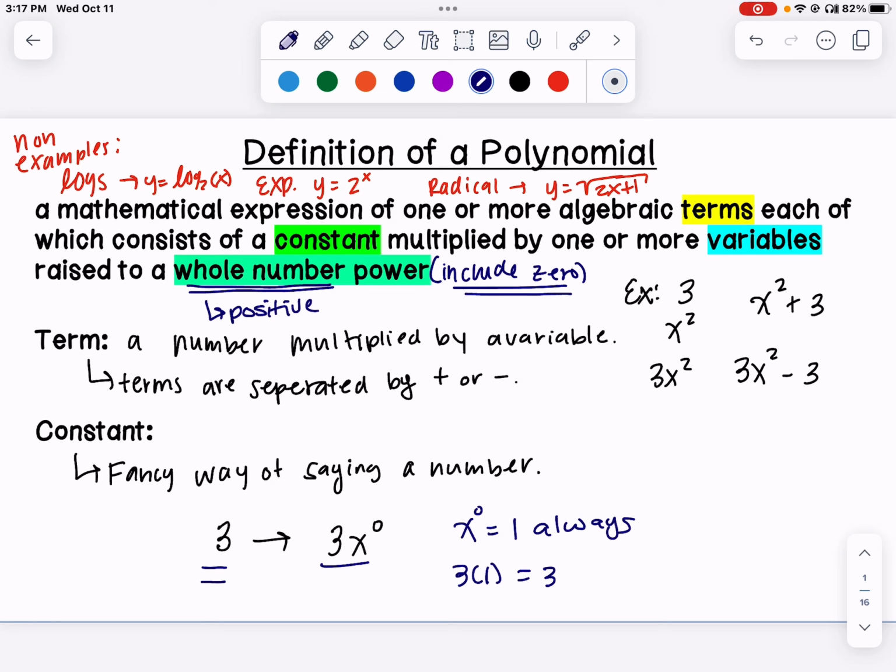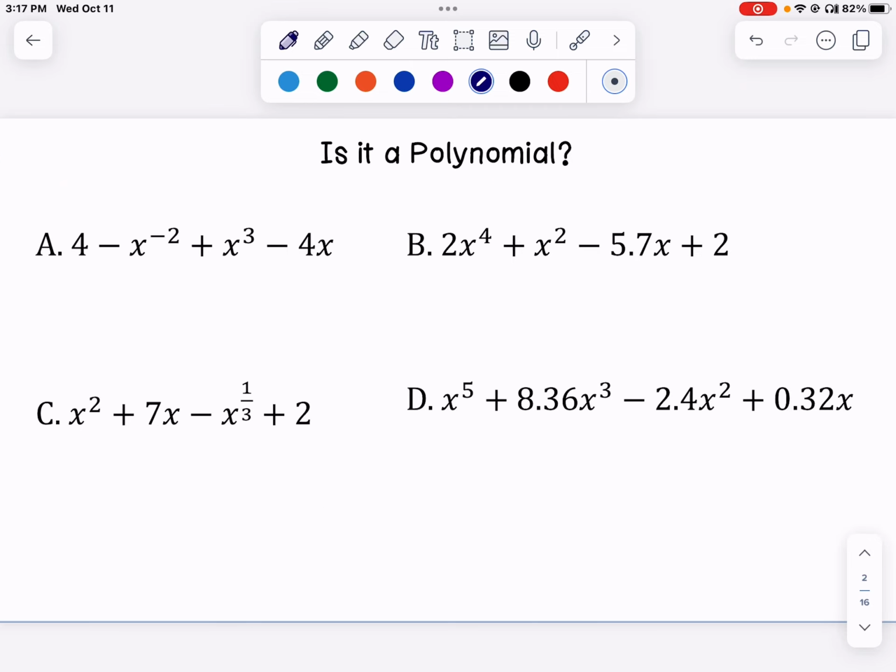So let's try and classify some. These immediately all look to be polynomials because they're all a list of terms. In fact, each of these has 1, 2, 3, 4 terms. I think I said factors earlier, I apologize. It is a list of terms, and so it looks to be a polynomial. So we have to look at those exponents. Immediately, I can see that this one has a negative exponent. So this is a non-example. This is not a polynomial.